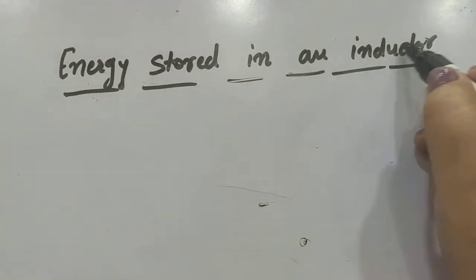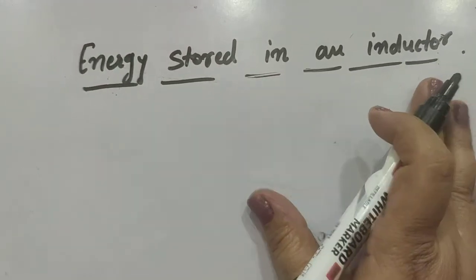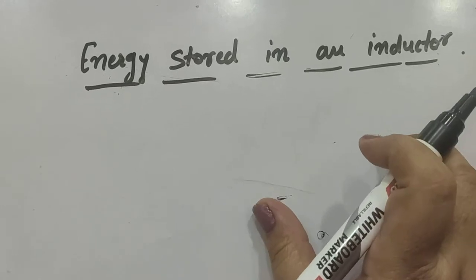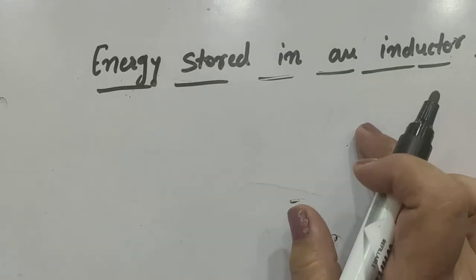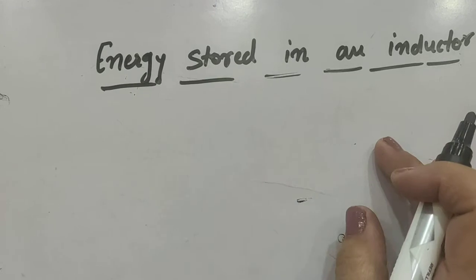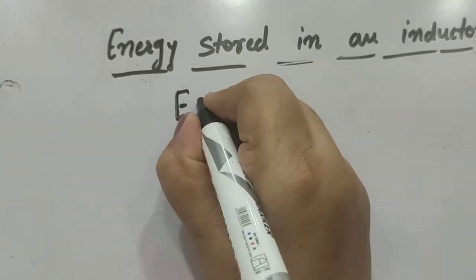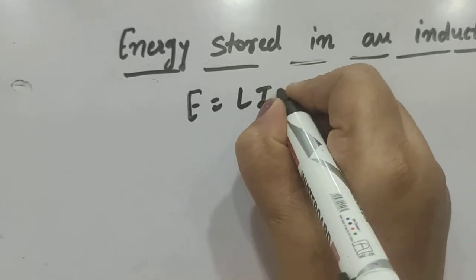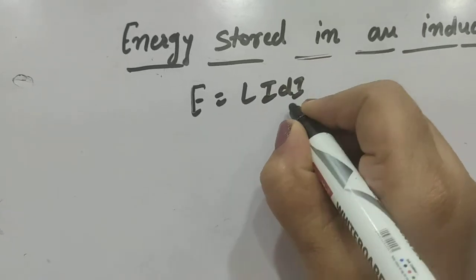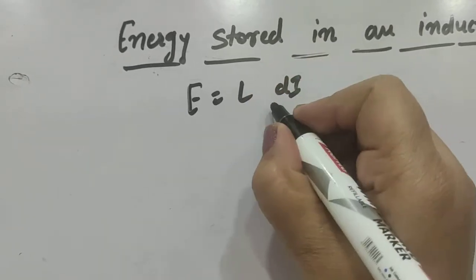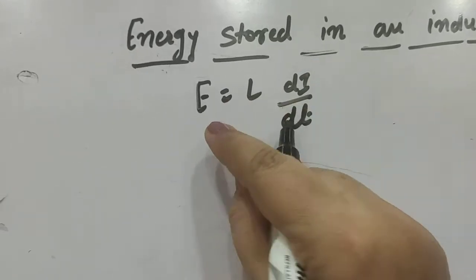Energy stored in case of an inductor. We know that when an AC is being supplied to an inductor, the current in that increases from 0 to maximum value. And due to that current, an EMF is being induced, that is given by E is equal to L di by dt. Here we are ignoring the negative sign.